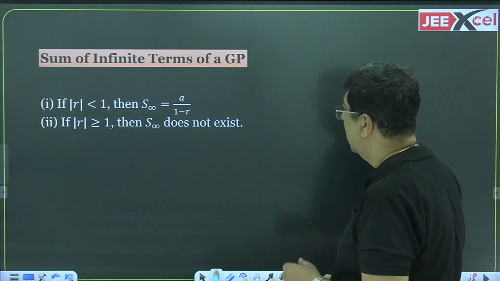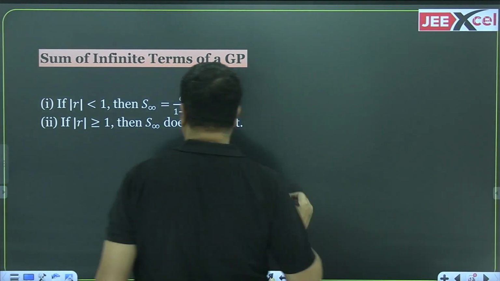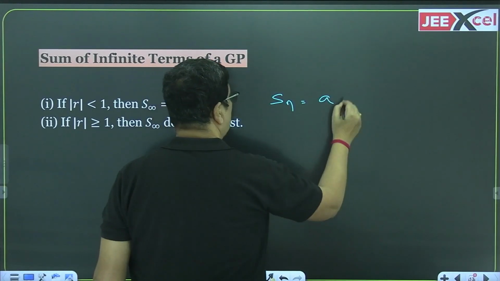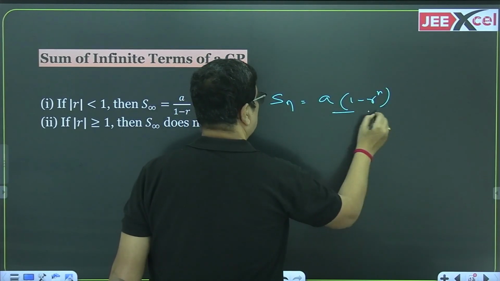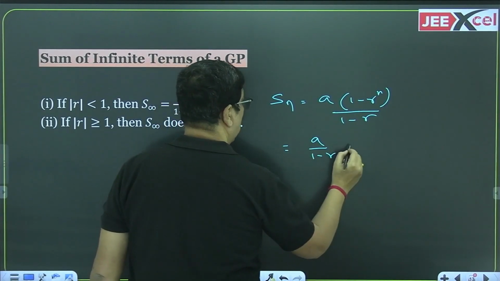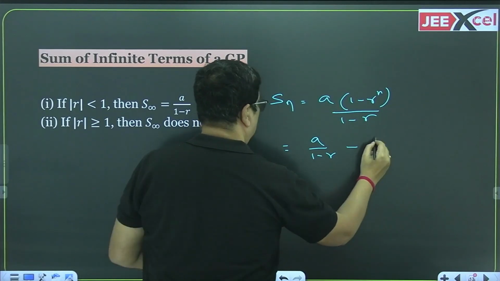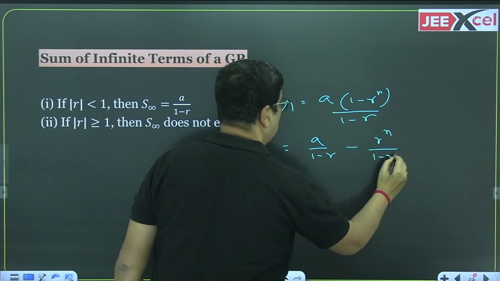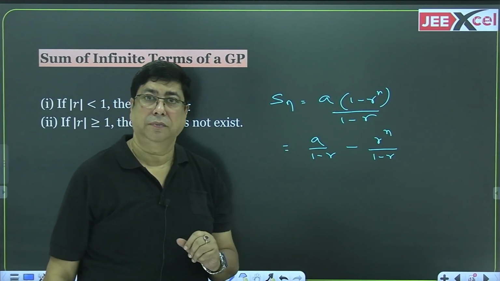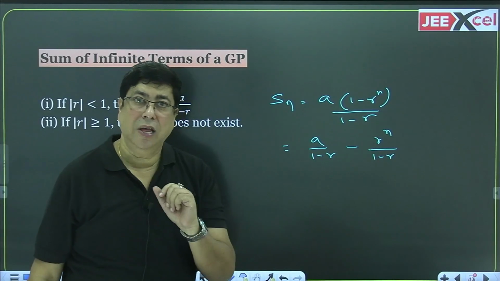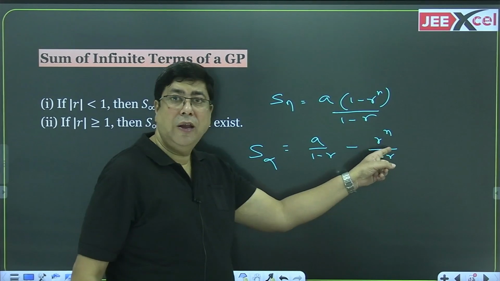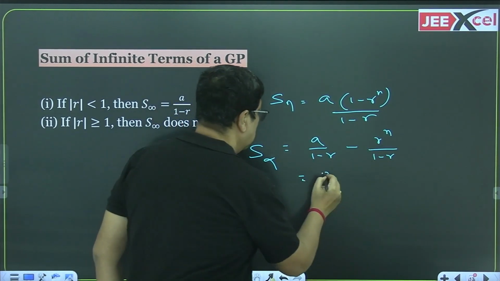Sum of the infinite series. Just see one thing. Sn equal to a into 1 minus r to the power n by 1 minus r. Now a by 1 minus r, minus a r to the power n by 1 minus r. Okay. If r is less than 1, it means r is a fraction, and at infinite terms, a fraction to the power infinity is 0. That is why the sum is a by 1 minus r.